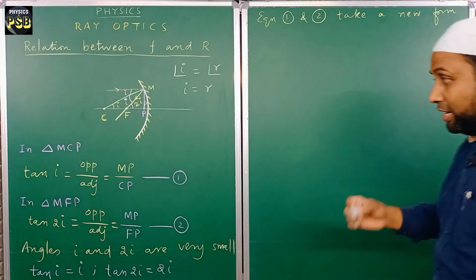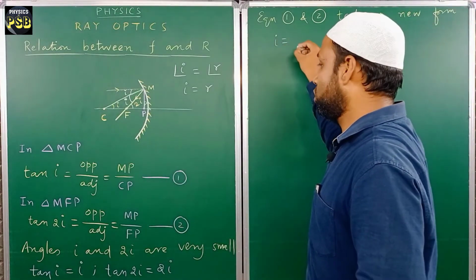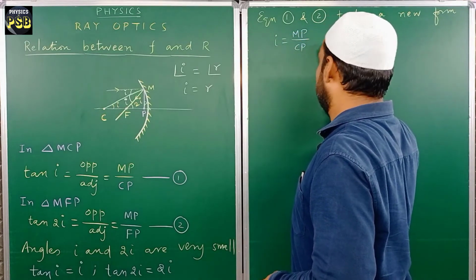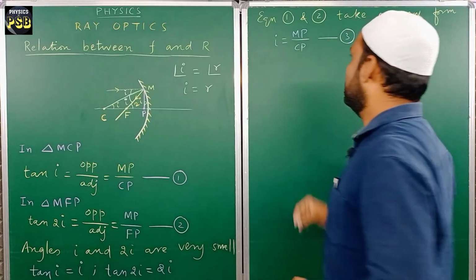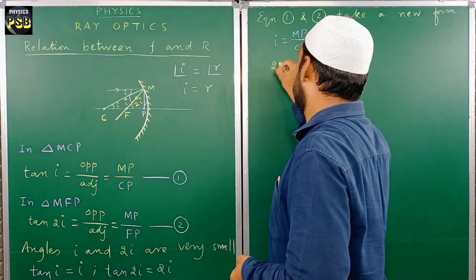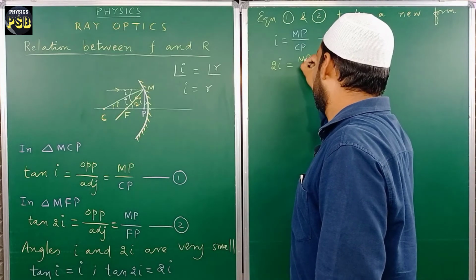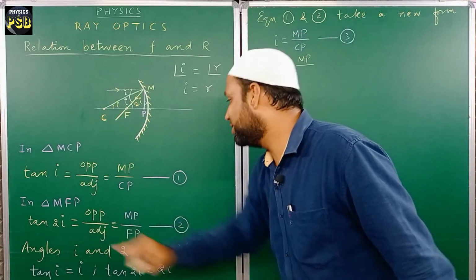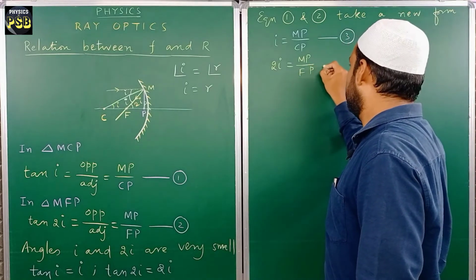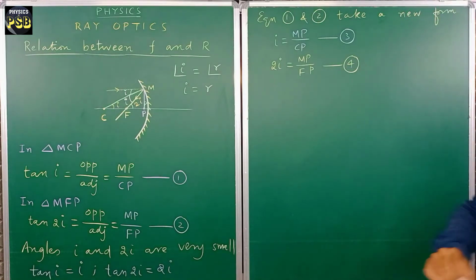What is that? Here, instead of tan i, I write i, which is equal to MP upon CP. This is equation number 3, and 2i is taken as MP upon FP. Here tan 2i is written as 2i, which is nothing but MP upon FP. This is taken as equation number 4.